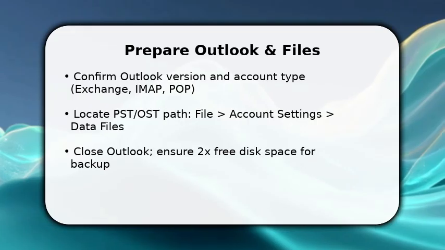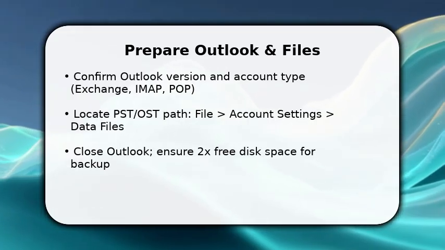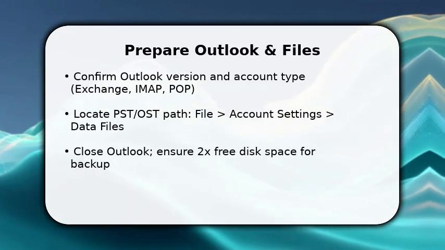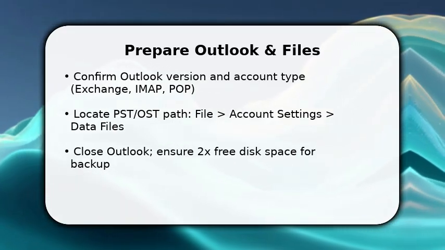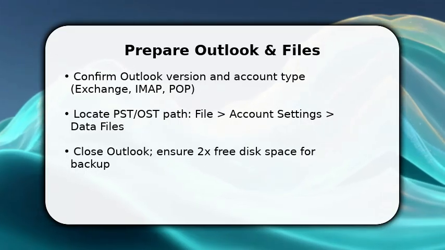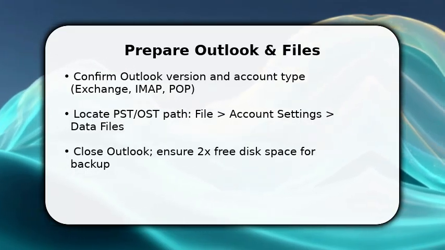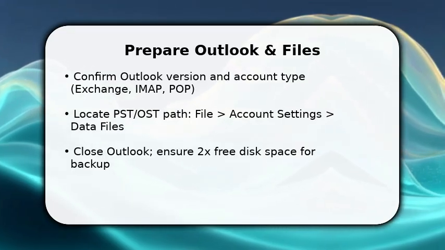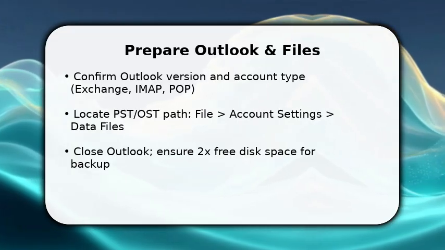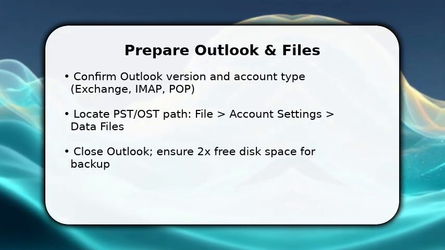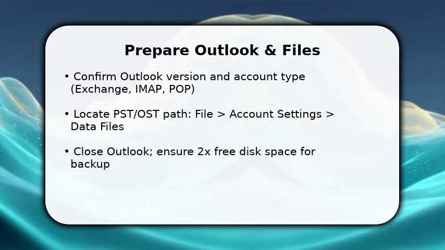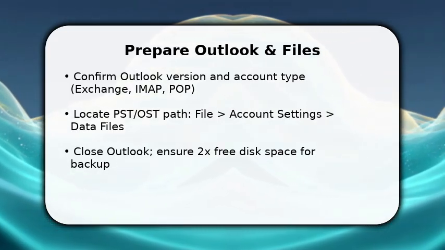You start by confirming which Outlook version and account type you use because export behavior differs. Once done, open account settings to find the PST/OST data file path and note it. Close Outlook before copying files to avoid corruption. Make sure you have at least twice the data size in free disk space. If using Exchange, plan an export rather than copying OST. This first step saves time and prevents partial backups or locked files later.